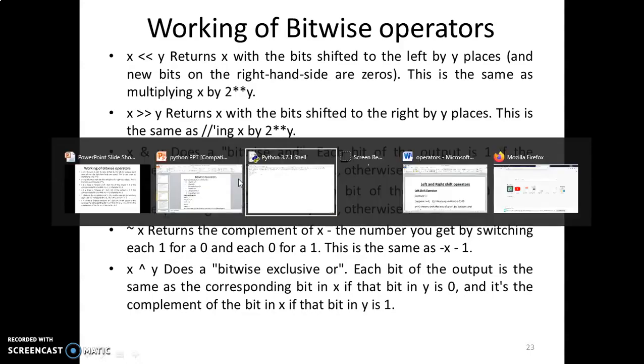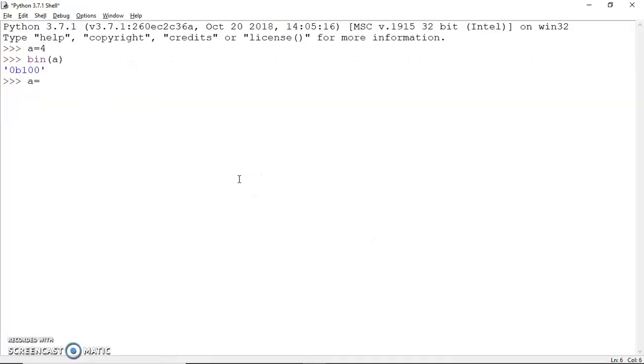Okay, so let's go to the Python shell. Let's say A is 4 and B is 7. Let's look at their binary equivalents. A would be 1 0 0, and B would be 1 1 1. Here if you AND them, this 0 with this 1 results in 0, this 0 with this 1 results in 0, and this 1 and this 1 results in 1. So the output is 1 0 0, which means the output is 4. We can check here with A and B, and you can see the output is 4.